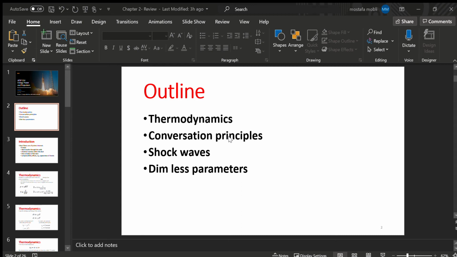Something you have to keep in mind, which I forgot to mention, is that when we use a small s instead of large S, it means that we are dealing with S over mass. This large S over mass.